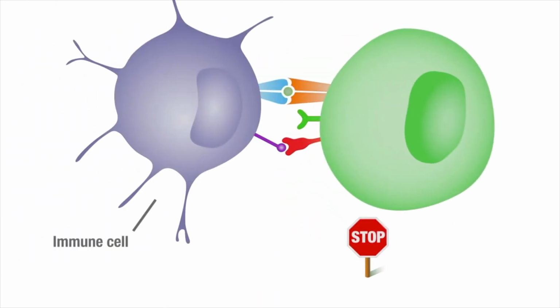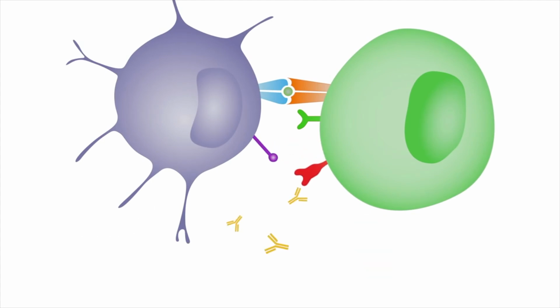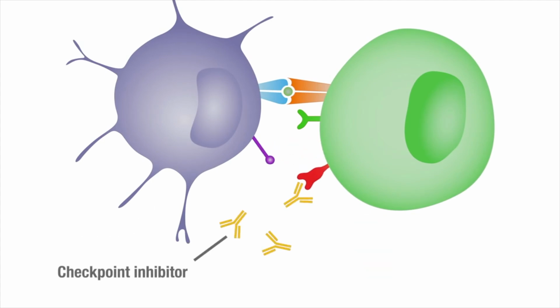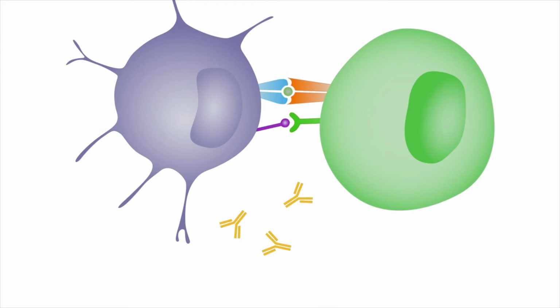The immune system's main cancer fighters are called T cells. T cells have receptors on their surface that do different things. Some act like a gas pedal on a car, telling the T cell to go. Others act like a brake, telling the cell to stop. Drugs called checkpoint inhibitors release the brakes, allowing the immune system to step on the gas and fight the cancer.